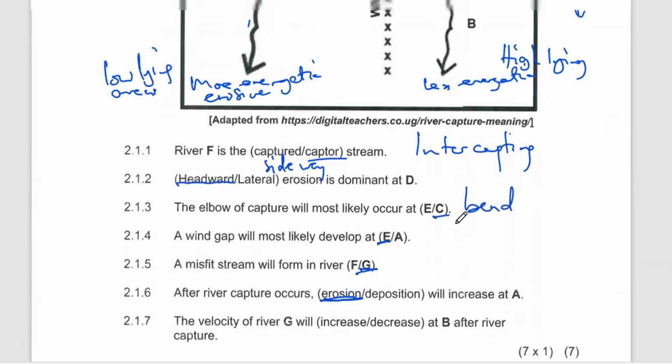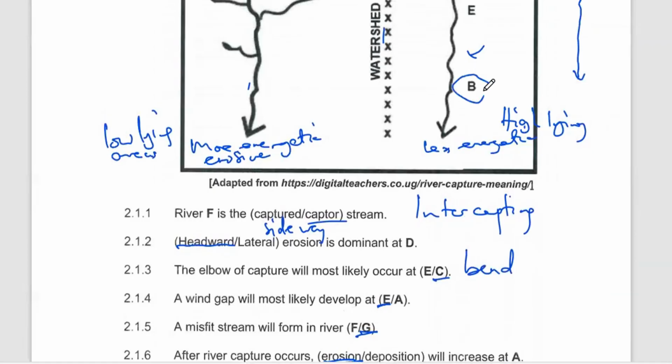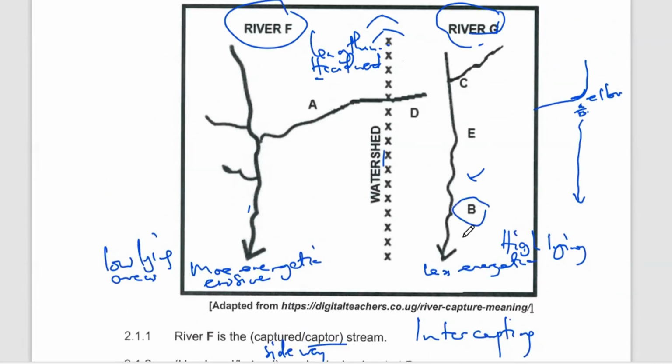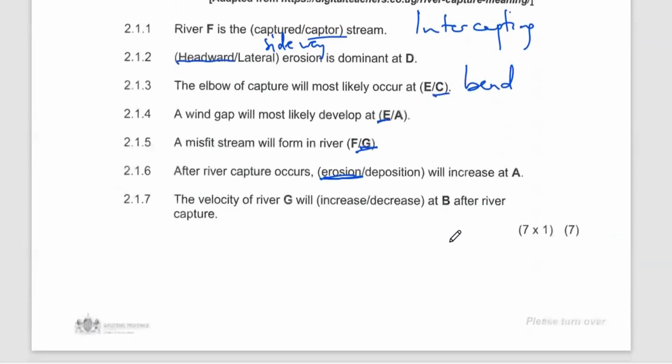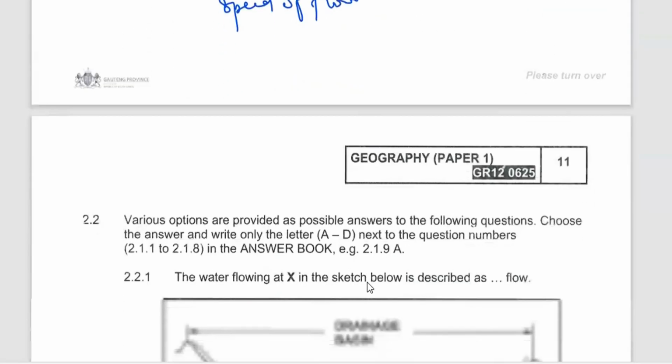Velocity of river G will increase or decrease after B. At B after river capture, where is B? B is here. There will be less discharge here, implying that the velocity of the river is going to decrease. The velocity, you are looking at the speed of flow of the river. If there's less discharge, there's less water, the velocity is going to be less. But if there's more discharge, there is going to be high velocity. So because of stream piracy, that stream has been captured, which implies that it's going to have less velocity because of the less discharge.